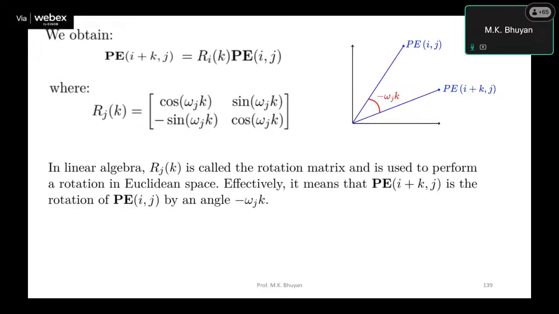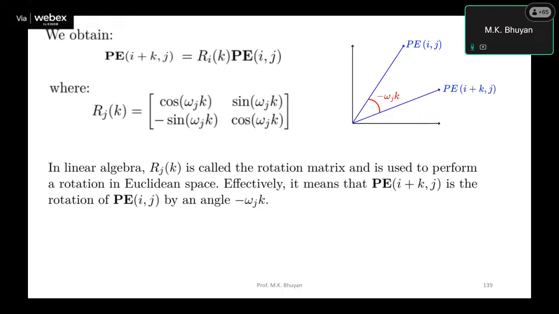If I have the position vector PE_i,j, the position vector PE_{i+k,j} can be obtained by rotation. In the figure you can see, we know the position PE_i,j that we have determined, and the position PE_{i+k,j} can be obtained by rotation. That is a rotation by angle minus omega_j k in the clockwise direction. So in the clockwise direction, I am doing the rotation and I am getting PE_{i+k,j}.